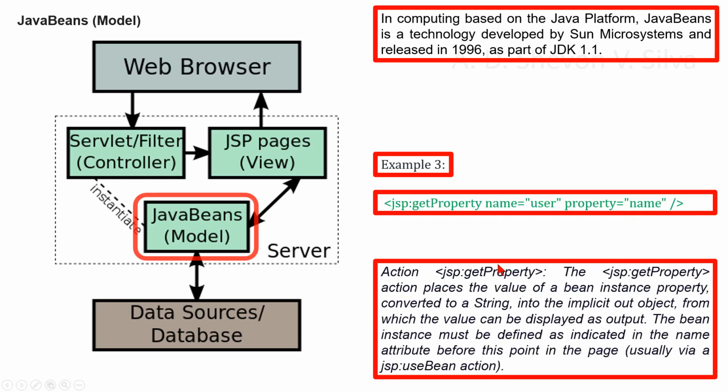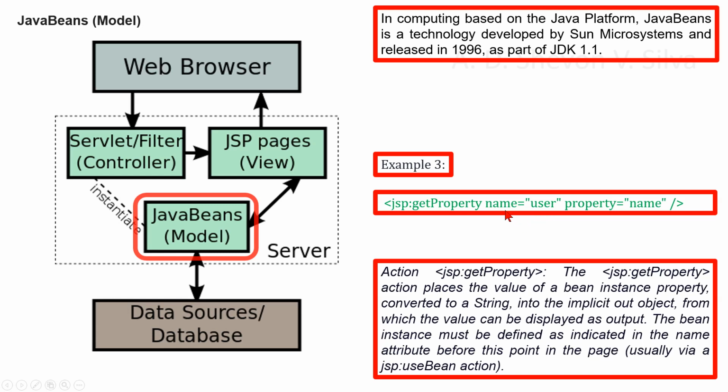As an example 3, we can consider action JSP colon get property. The JSP colon get property action places the value of a bean instance property, converted to a string, into an implicit out object from which the value can be displayed as output. The bean instance must be defined as indicated in the name attribute before this point in the page, usually via a JSP colon useBean action.